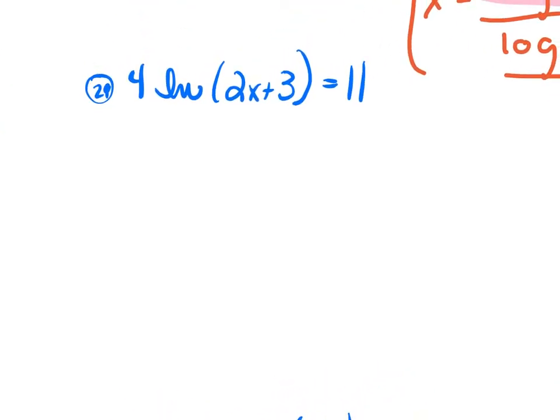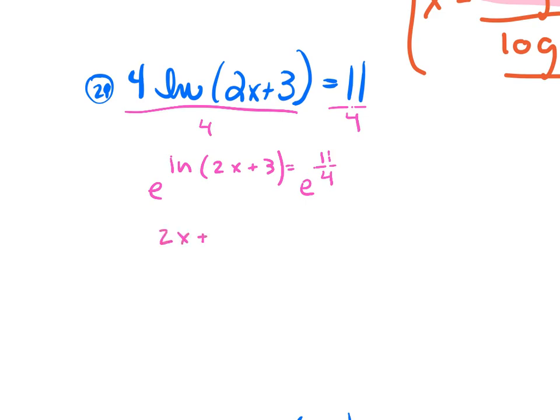What do we do first here? Divide by 4. So ln of 2x plus 3 is equal to 11 over 4. How can we get rid of that ln? E. So raise both sides to e. So we have 2x plus 3, because the e and ln cancel out, is equal to e to the power of 11 over 4.